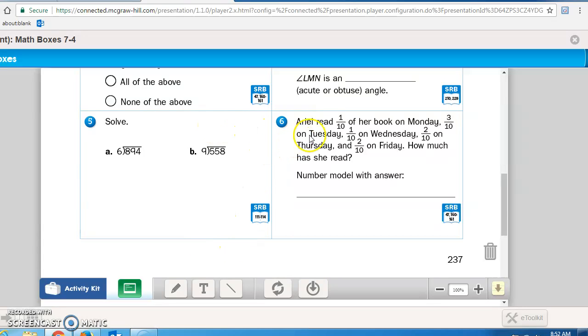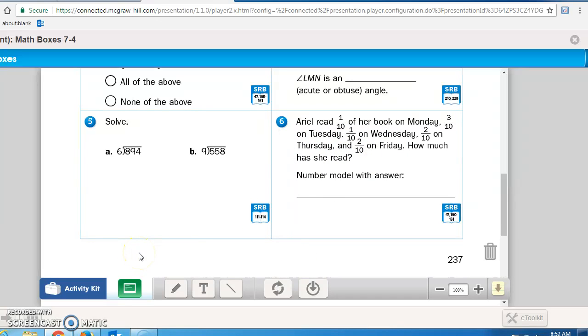Number 6. Ariel read 1/10 of her book on Monday, 3/10 on Tuesday, 1/10 on Wednesday, 2/10 on Thursday, and 2/10 on Friday. How much has she read? Well, if she read all of these times, I'd be circling them, and you need a total for all of them, so you should be adding, and you should know that.